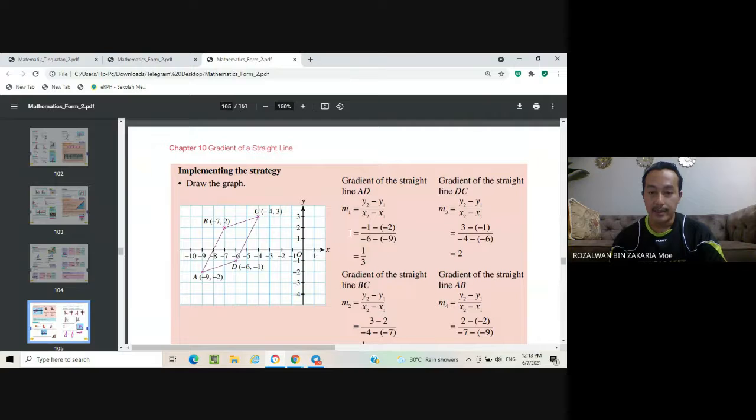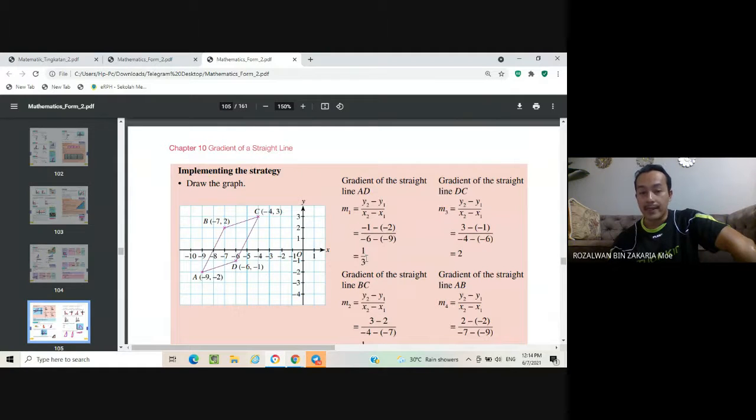So minus 1 minus, and bracket, y1 for A is minus 2, so bracket minus 2. Then close bracket, then divide by x2, which is minus 6, then minus, put the bracket, minus 9, close bracket. Then you have to solve this one. Negative multiplied with negative becomes positive. So minus 1 plus 2 equals 1. Then 1 divided by, minus 6, negative multiplied with negative becomes positive, so minus 6 plus 9 equals 3. So the answer is 1 over 3.